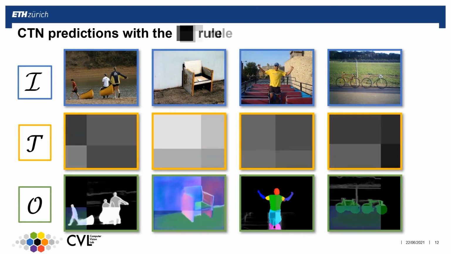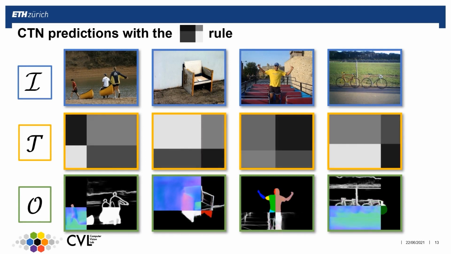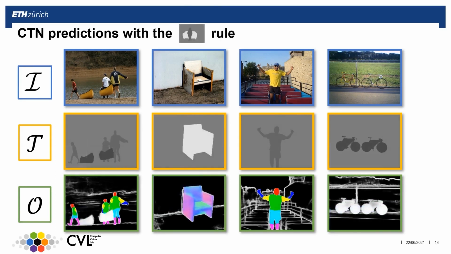We can also see that our network is able to sharply transition from one task to another when using the random mosaic rule. The boundary artifacts are negligible. Finally, we can see that our network is able to sharply transition from one task to another when using the semantic rule.